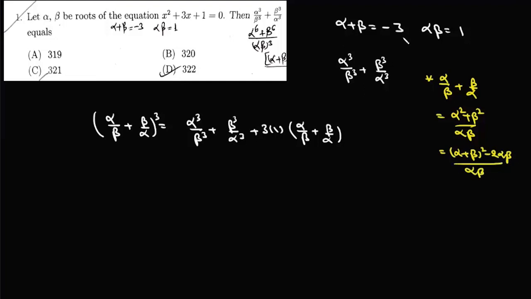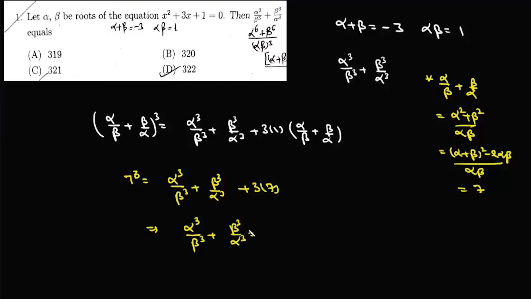Now alpha plus beta is -3 and alpha into beta is 1. So this value will be 7. So now we can write this as 7 cube, and this we need to find out, alpha cube upon beta cube plus beta cube upon alpha cube, plus 3 into 7, and if we rearrange, we'll get alpha cube upon beta cube plus beta cube upon alpha cube as 7 to the power 3 minus 21, and that'll be 322, and that's your option D.